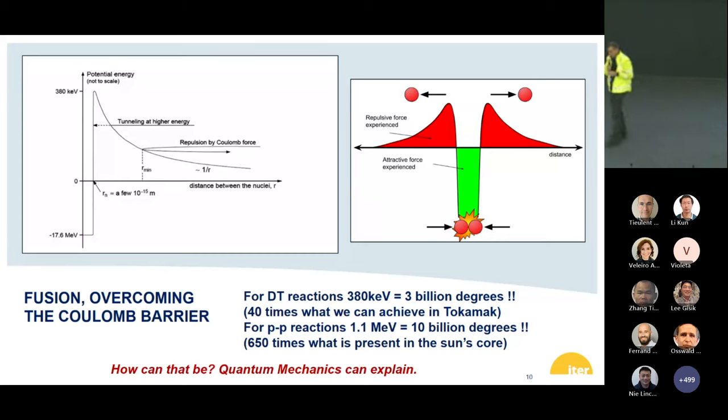Now here is where it gets really funny, because if we do some very simple calculation and see the amount of energy that two nuclei would have, or the temperature that matter, plasma, should have in order to get fusion, it is very, very high. For a DT reaction, for example, we would have to reach 3 billion degrees. But you have heard that ITER will operate at 150 million. So 3 billion is bigger. And in the sun, it's 10 billion degrees. And in reality, I told you that in the sun, the temperature is only 15 million degrees.